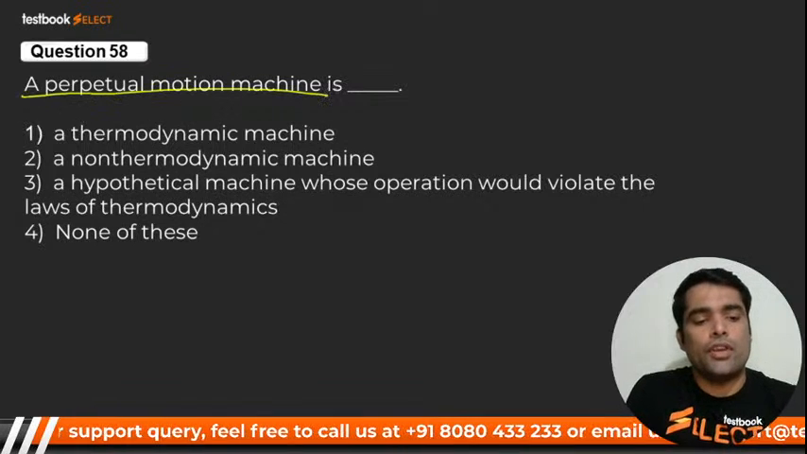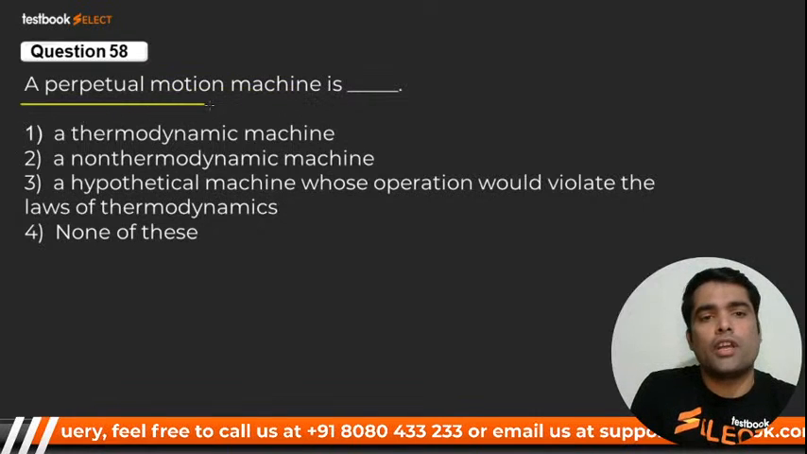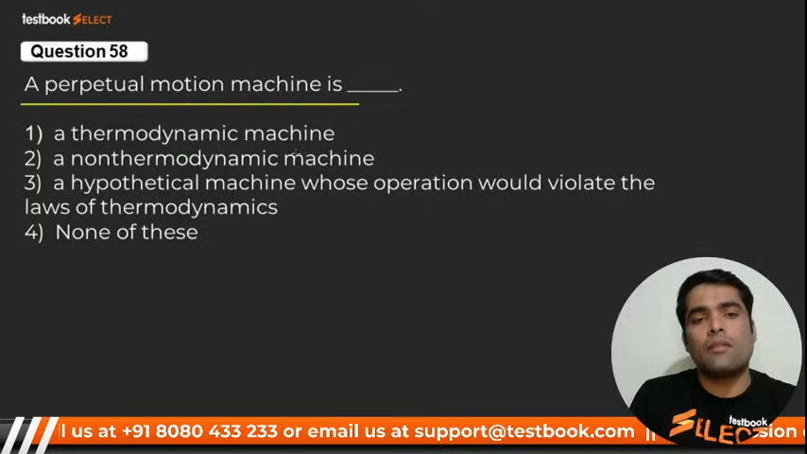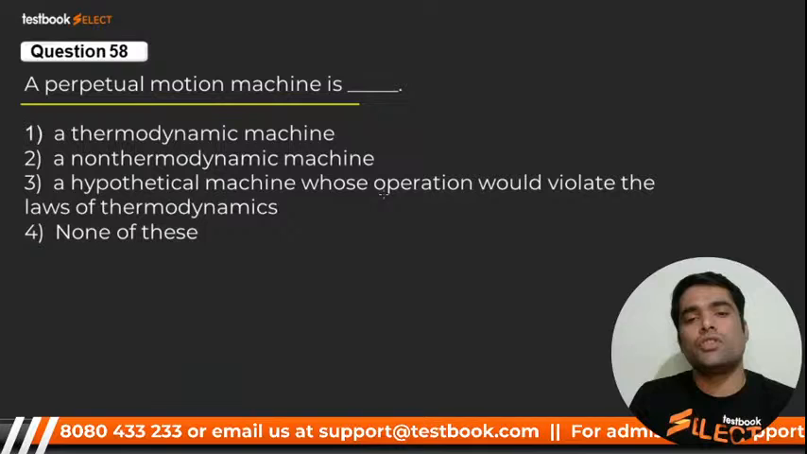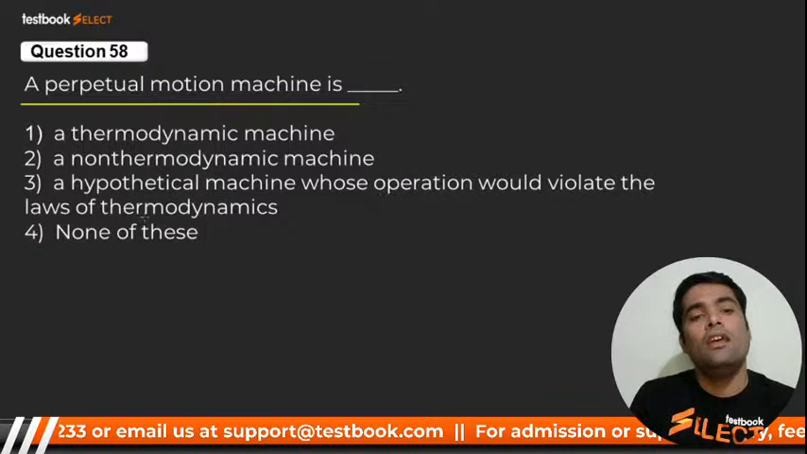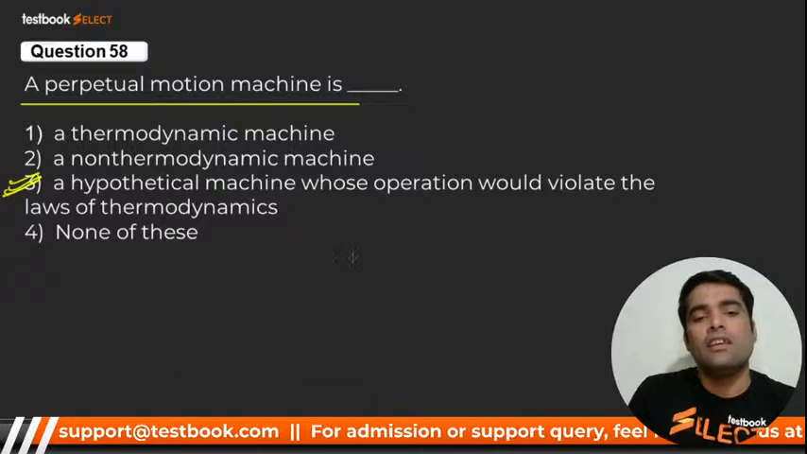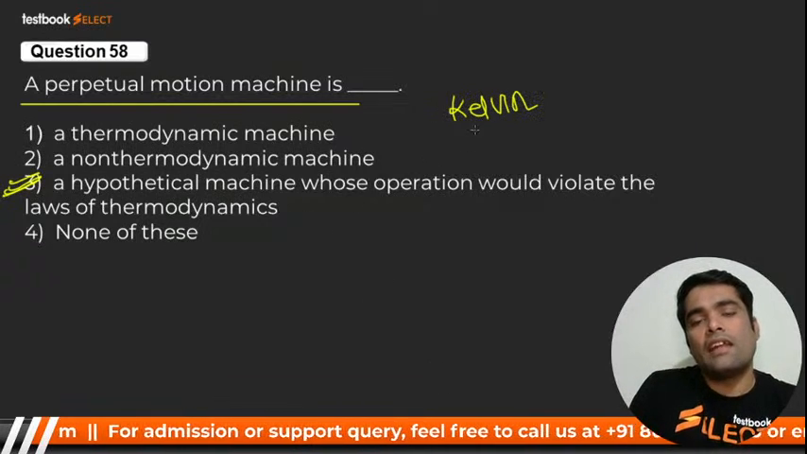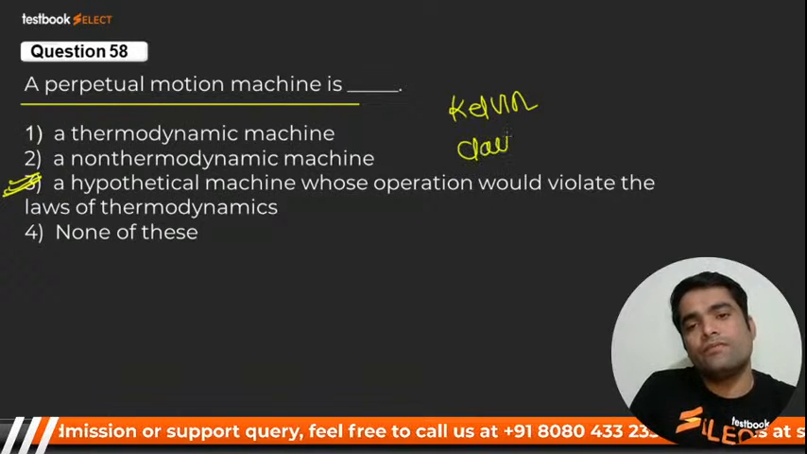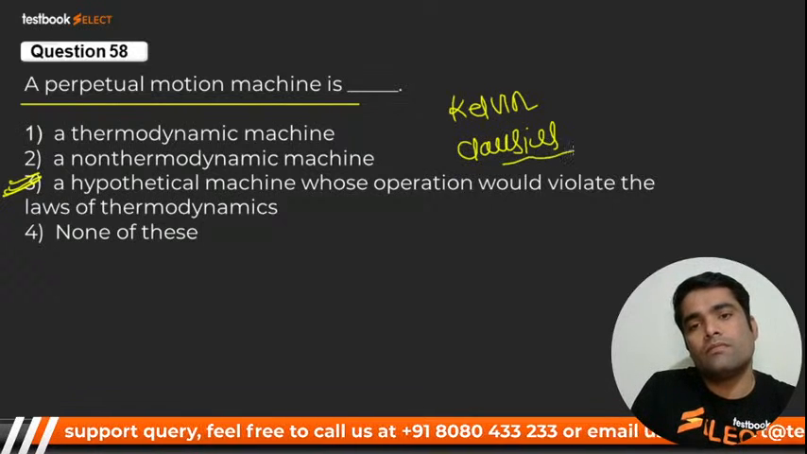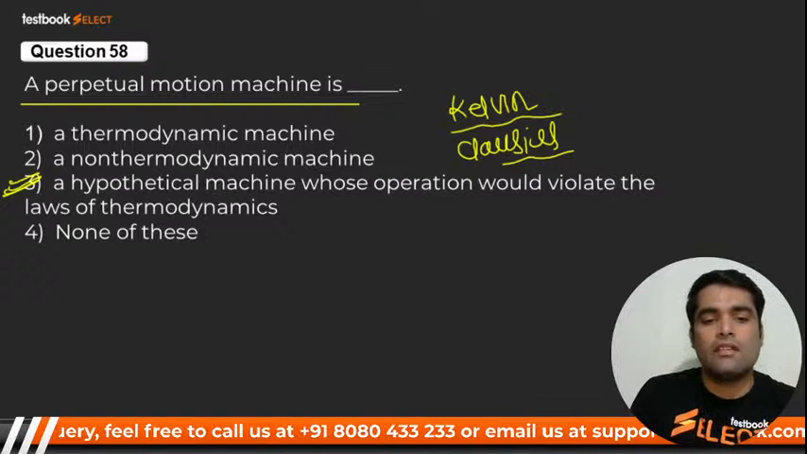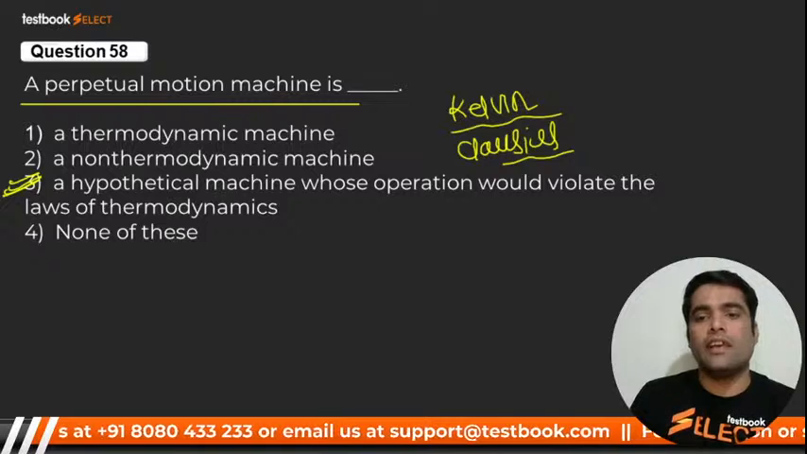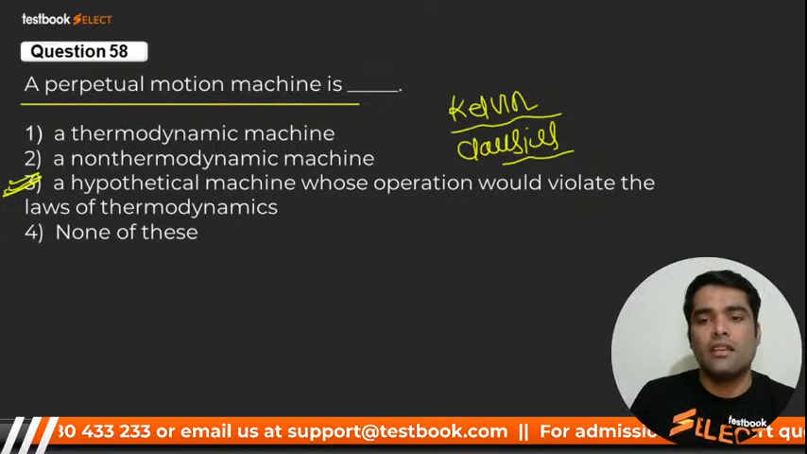Perpetual motion machine. What, my dear? What is a perpetual motion machine? Thermodynamic machine? No. Non-thermodynamic machine? No. A hypothetical machine whose operation would violate the laws of thermodynamics. Correct, number 3. Whom does it violate? Kelvin. And whom else does it violate? Clausius. Right? Second law of thermodynamics. Very good. Yes, it happened. Ankit Pandey ji is speaking. Look, Sagar. Here we go for next.